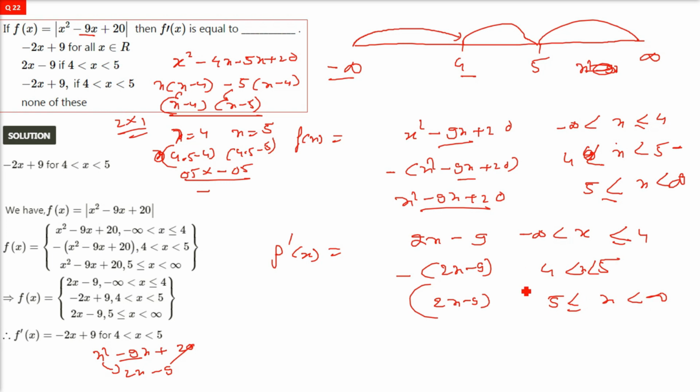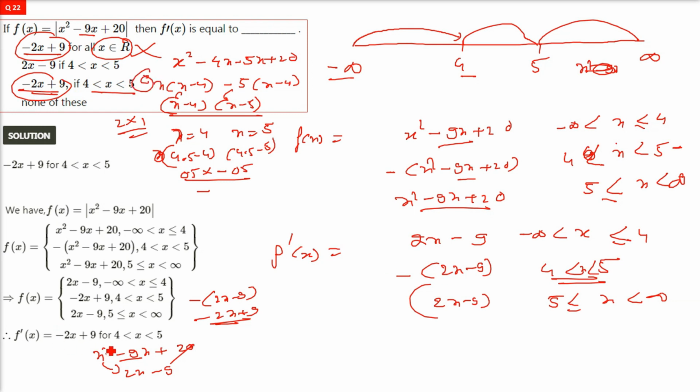Minus of 2x minus 9, if you multiply the minus inside, will be minus 2x plus 9, between 4 and 5. If you see the third option, it is matching what we did just now. Minus 2x plus 9 is also in the first option, but that is for x belonging to R. We got it for between 4 and 5. Minus 2x plus 9 is the answer, which I am highlighting here.